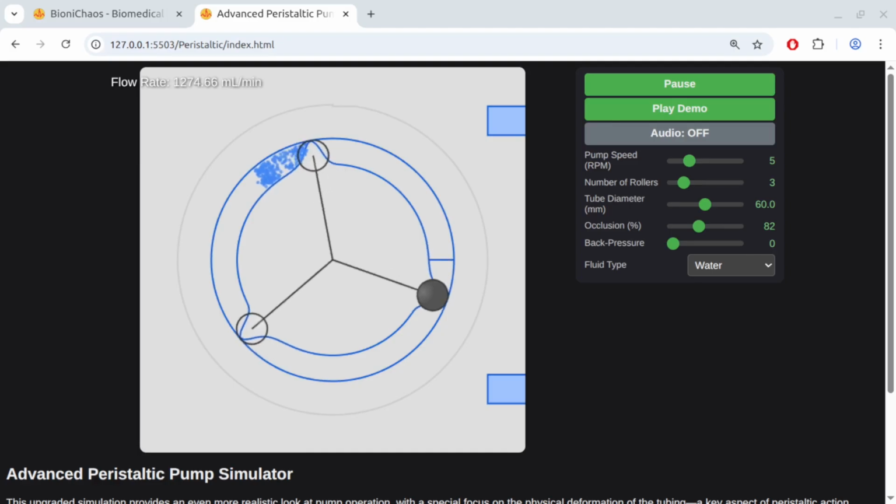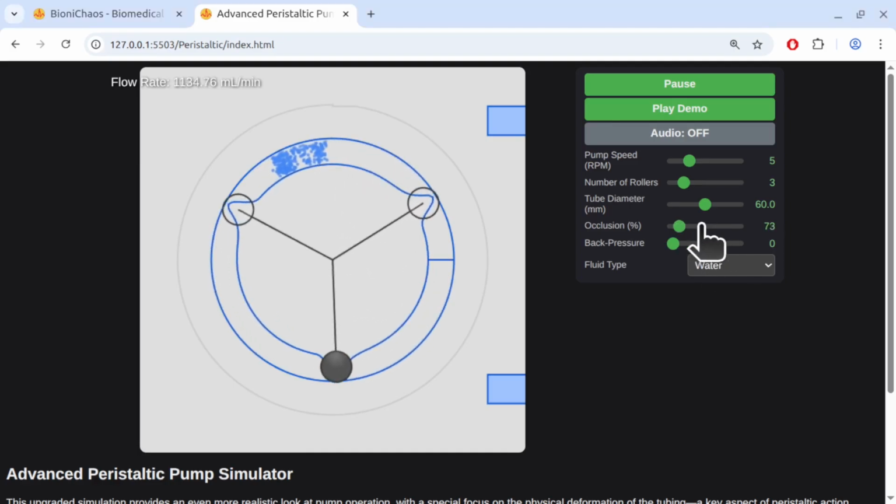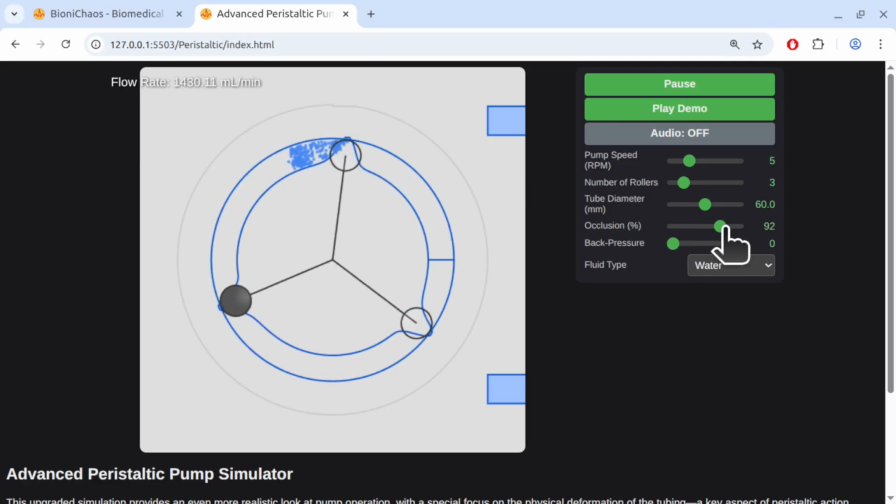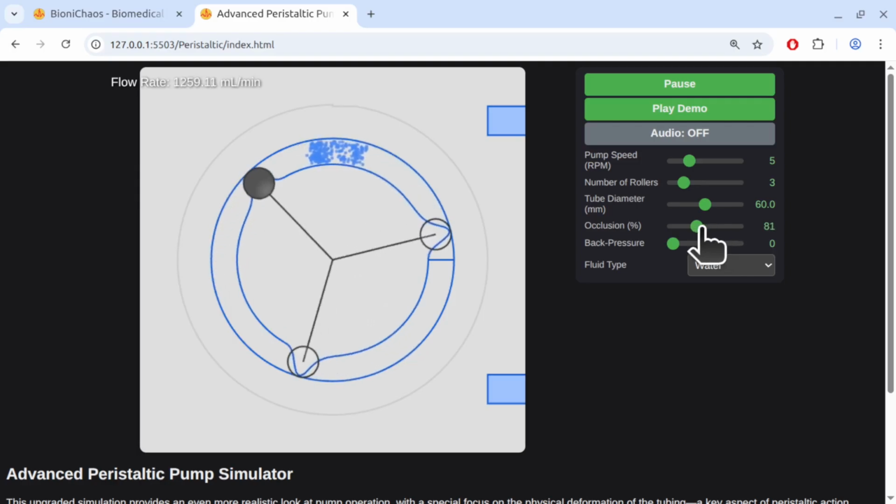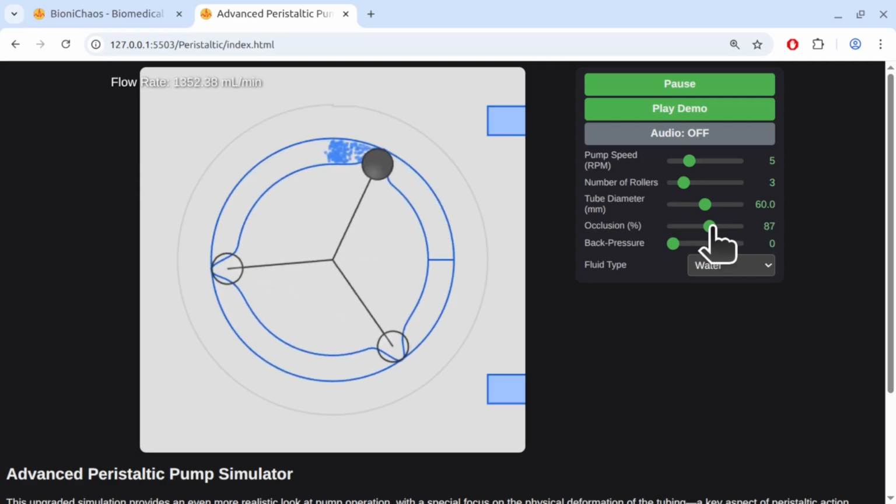Okay, can you adjust the code accordingly, modifying the occlusion minimum, maximum, and the default value based on what was mentioned above?